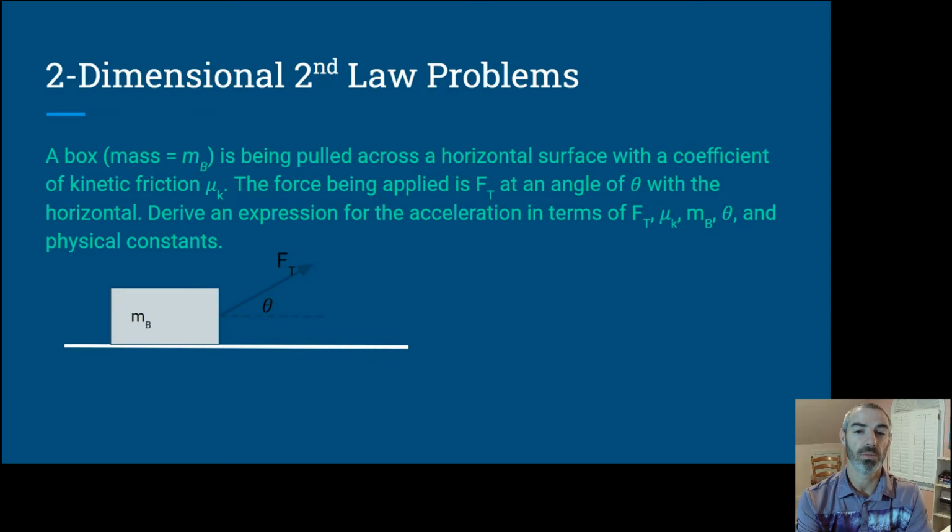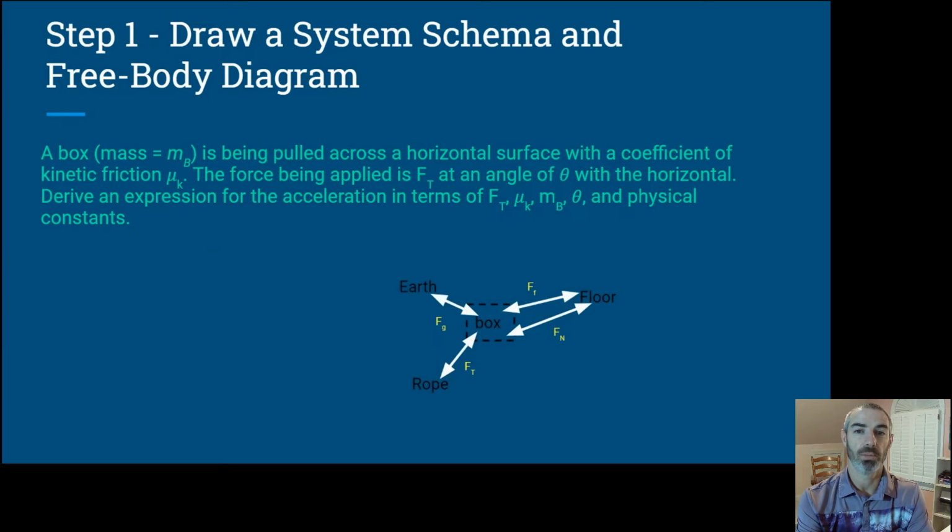We're going to draw a system schema first. With the system schema, we have four forces. There's a frictional force because we have a mu value. We have a normal force, gravitational force, and a tension force.